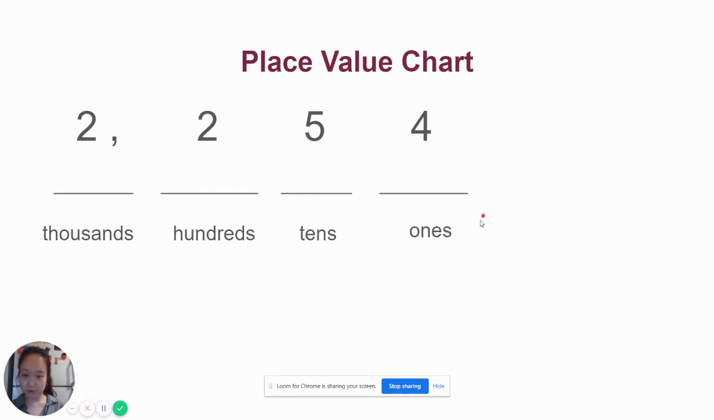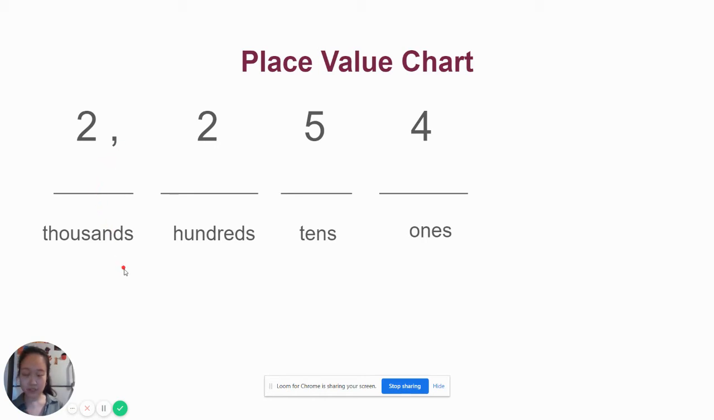Every 4-digit number has a ones place, a tens place, a hundreds place, and a thousands place. And that comma that you noticed earlier separates the thousands place from the hundreds place.